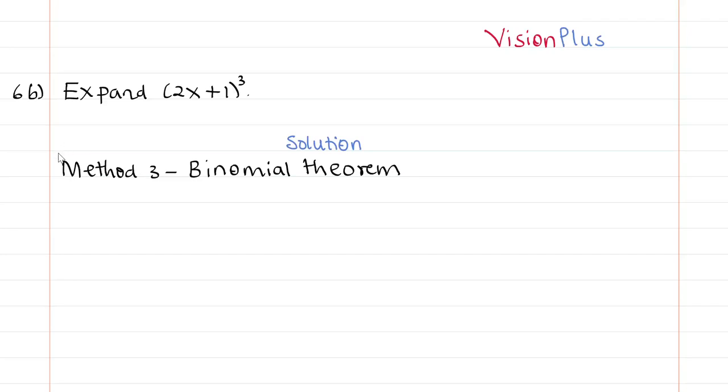Let us see how we can solve 6b using method 3, that is the binomial theorem, to expand this question in 6b. Before I copy the question, there is a formula for binomial theorem. There are actually two, but one of them applies to any given number that we need to expand, any expression.